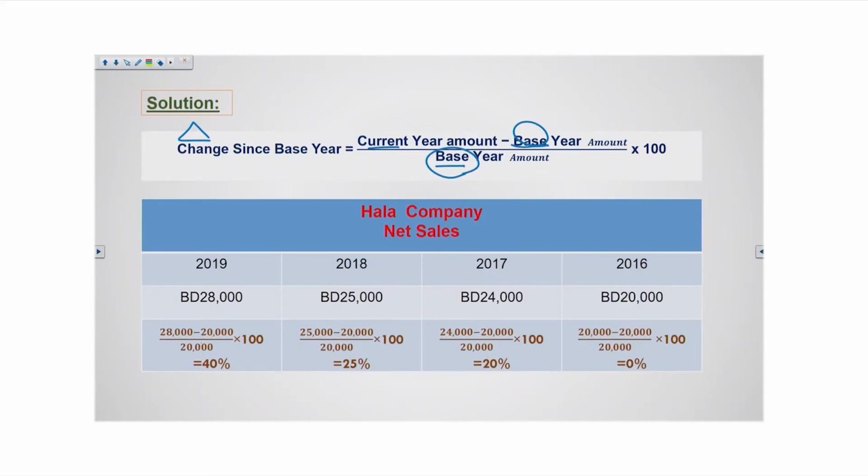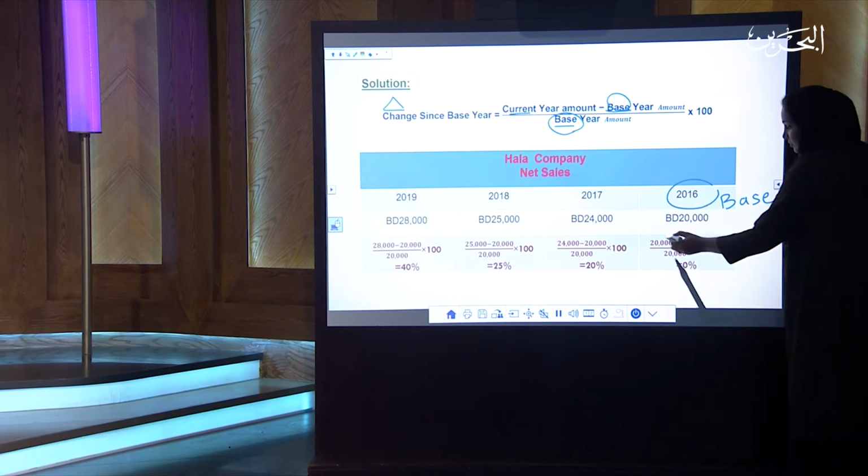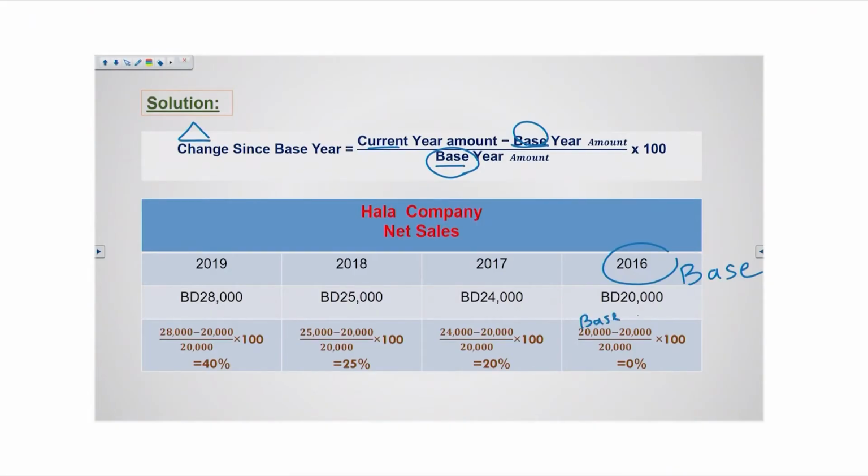Okay, let's move to the base year. This is the base year. We have 20,000 BD. Let's apply the formula. We have 20,000 minus 20,000 over 20,000, because we don't have a current year, so we use base for the same year: minus base over base. Multiply by 100, it will equal 0%. So for the base year, there is no current year. All numbers will be the same.